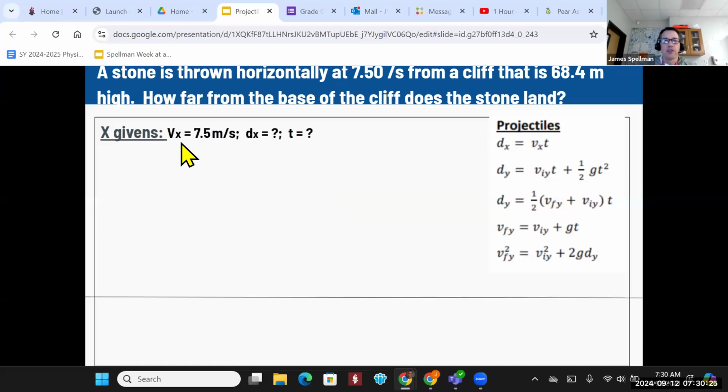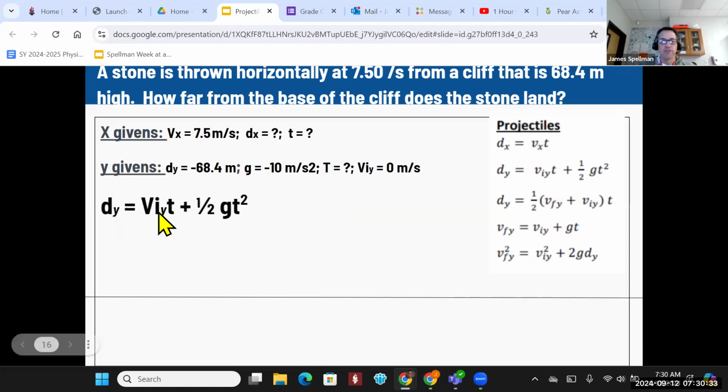All right. So again, I've got things in the X, but I've got two unknowns in the X. I can't use them. What do I have in the Y? I've got a bunch of stuff, and I've got enough to use this formula because I've got a distance. I've got an initial velocity. I don't have a time. I do know gravity, and I don't know time. Just like we did in the first unit, the initial velocity is going to be 0. And so I'm going to work this out step by step.